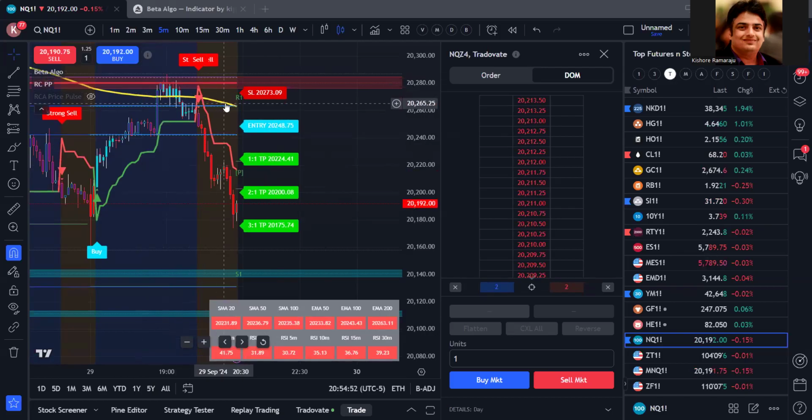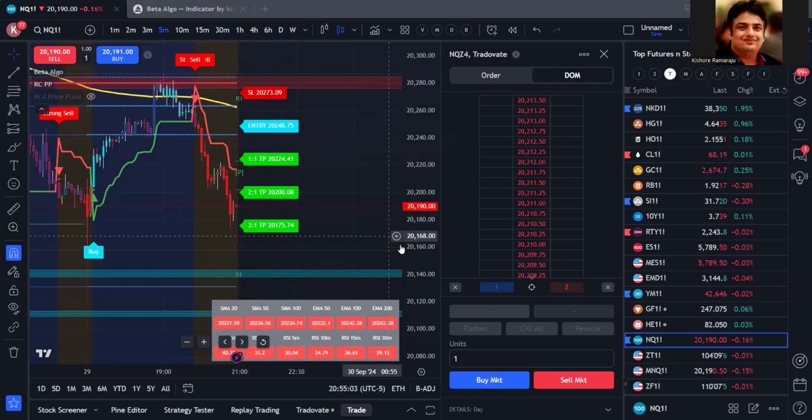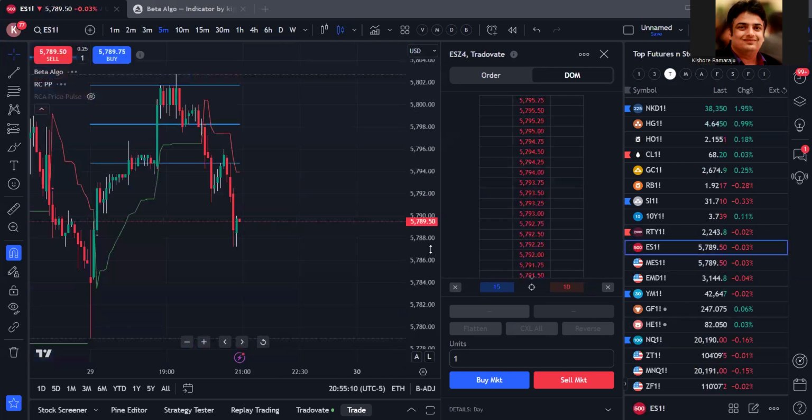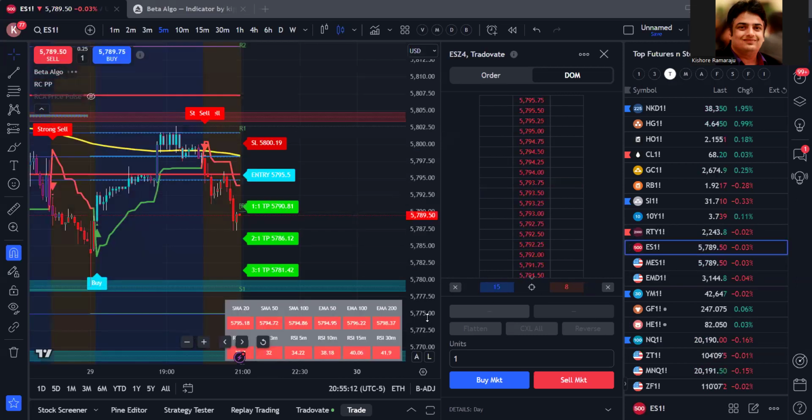This is below the yellow line, below the blue lines. So until it goes above the yellow line, it is always good for the sell opportunities. Same thing with ES. Below the yellow line, below the blue lines.